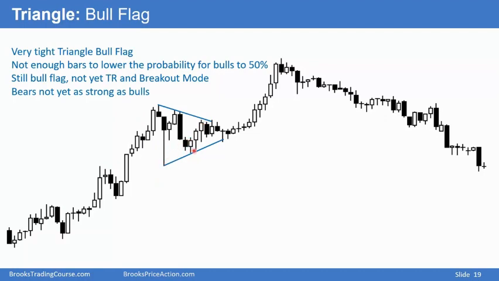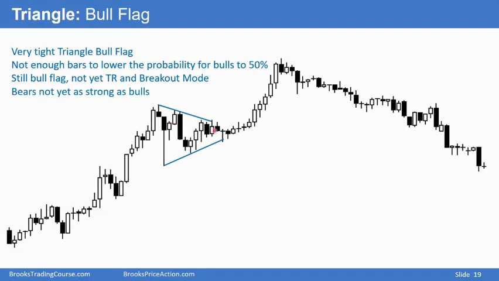Now a double bottom bull flag or high two, high one, high two. Yet the reversal up could not go very far, and now we're getting a third reversal up. I still call it a pullback. There are fewer than 20 bars, and therefore the odds are the trend before it is still in control. This is still a bull flag and a bull trend.